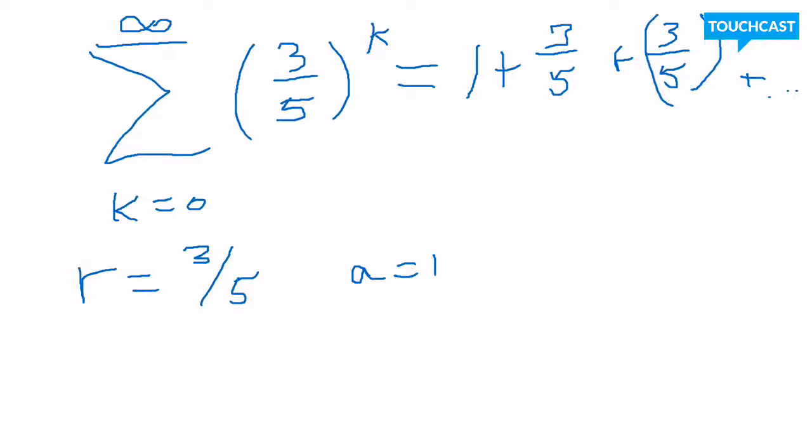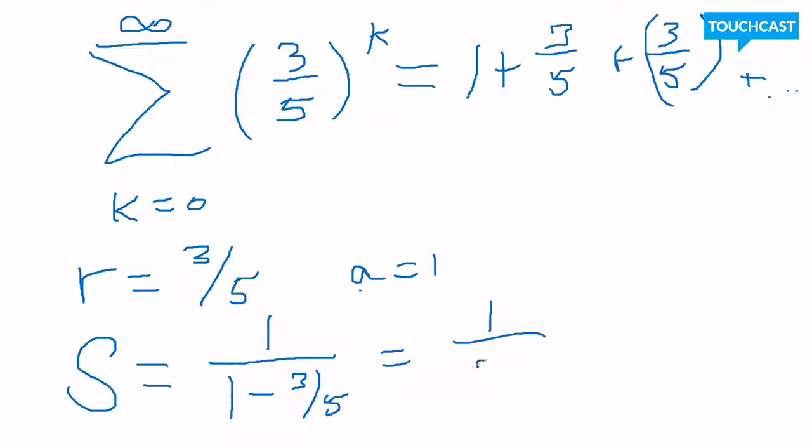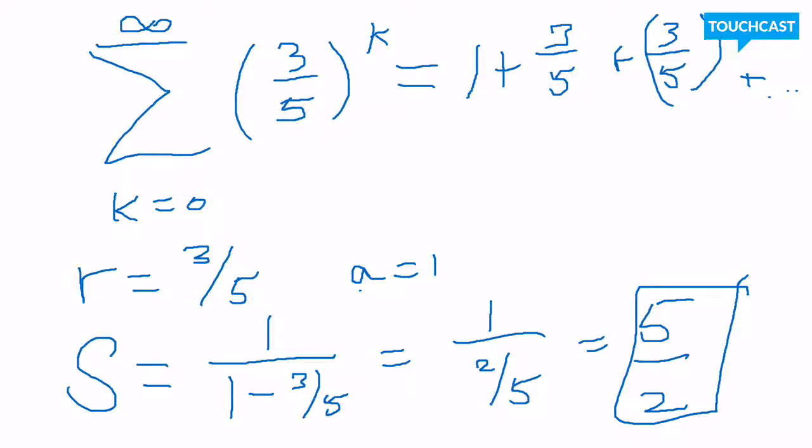This is a geometric series, and r is in between -1 and +1. So this series does converge, and it converges with a sum of 1, which is a, over 1 minus 3/5. So 1 minus r. That's 1 over 2/5, which is 5/2.